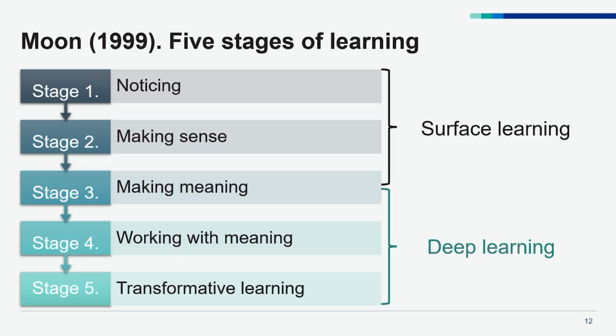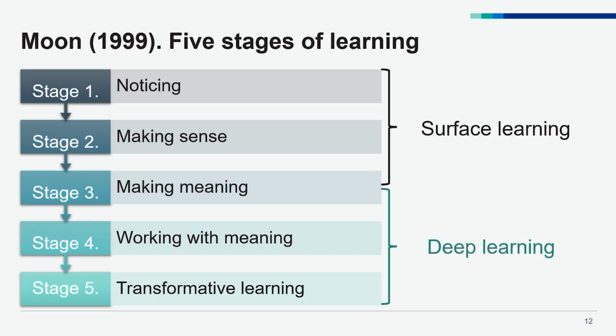Stage 2 is about making sense of it. So they start to think about what they've noticed and try to understand it better. So it's very much surface reflection at that point. They're taking a step back and just considering some aspects of it. Stage 3 is where they're starting to make meaning of it.